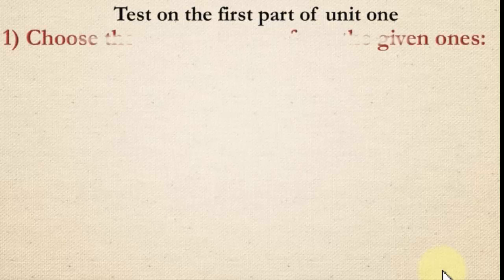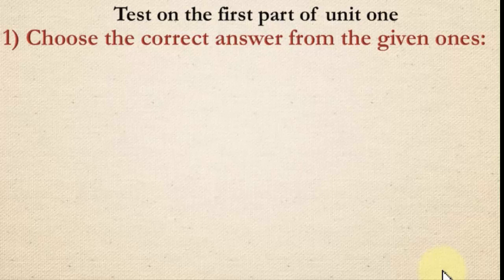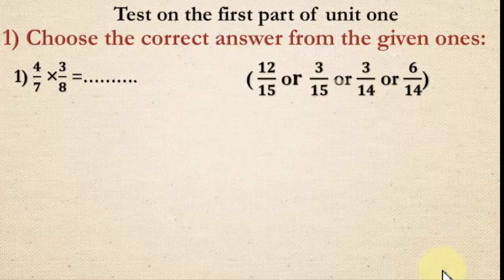Today, test on the first part of unit 1. Choose the correct answer from the given ones. 4/7 times 3/8. Is it 12/15 or 3/15 or 3/14 or 6/14? How can we calculate the product here?